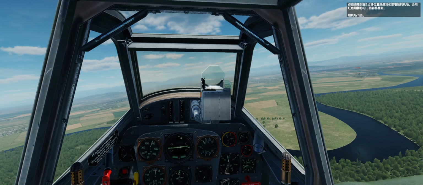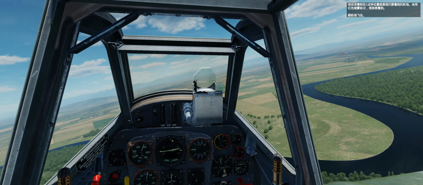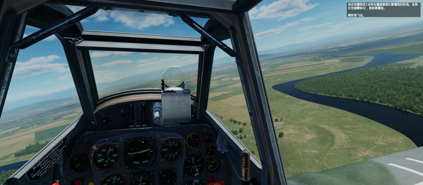You should see our airfield at 1 o'clock. We will use a red smoke marker so it's easier to spot. Fly towards the airfield.